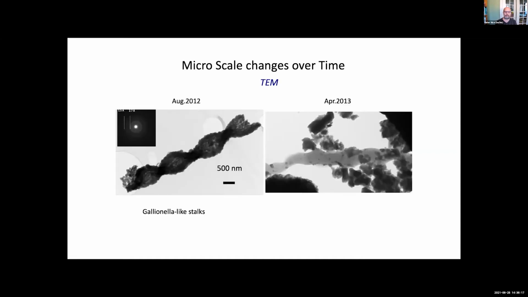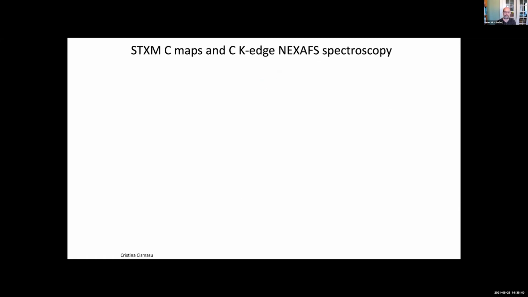This is just TEM images of what some of these stalks look like, again in August 2012, and then nine months or so later, where they go from a very nice iron oxidizing bacteria coated with organic matter coated with this iron oxide to the decomposition, remineralization of both the carbon and the iron over time.